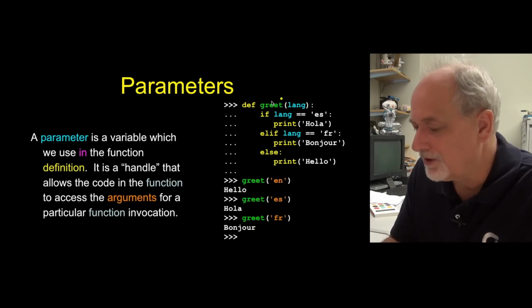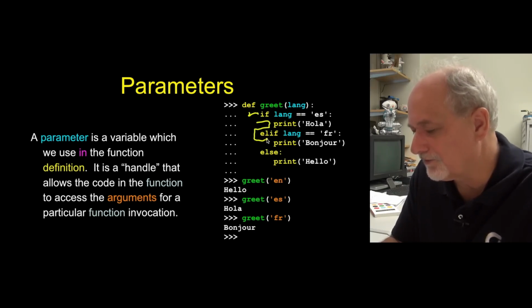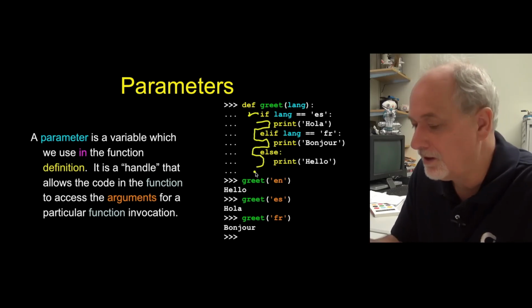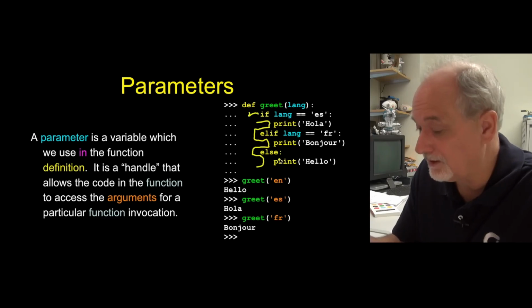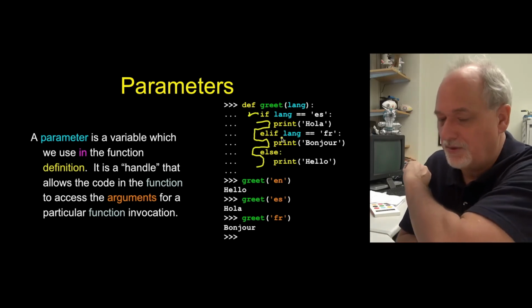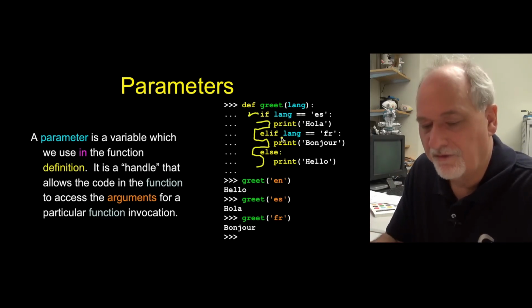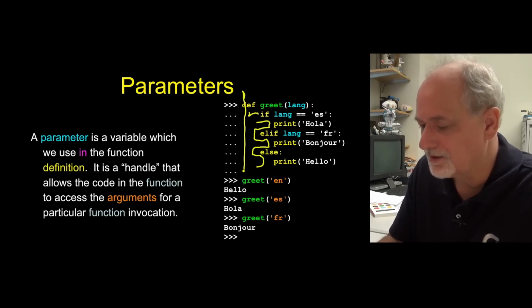Within the function, we're going to check to see if the language is Spanish. If so, print hola. Else, if the language is French, print bonjour. Otherwise, print hello. We have a very highly simplified language translation system here. So the def, of course, does nothing except remember that and define the concept greet.